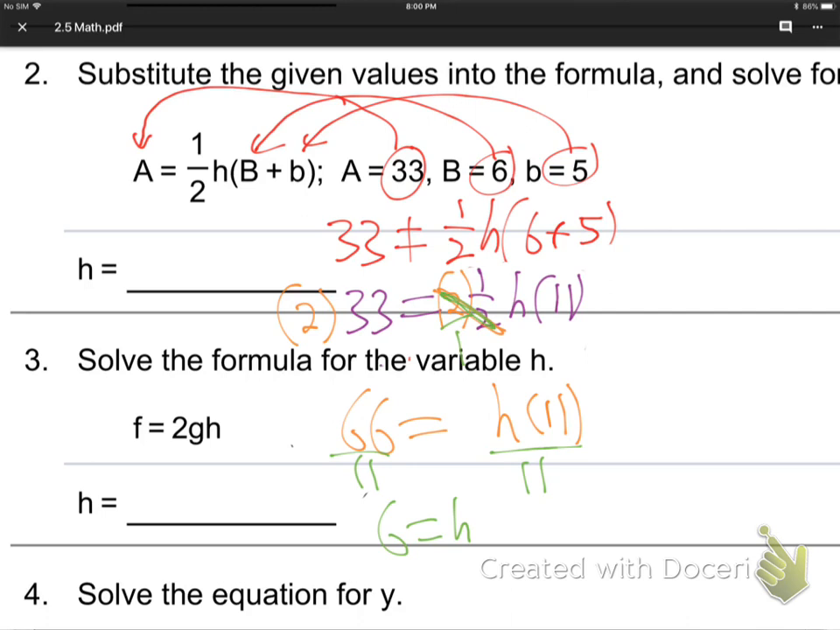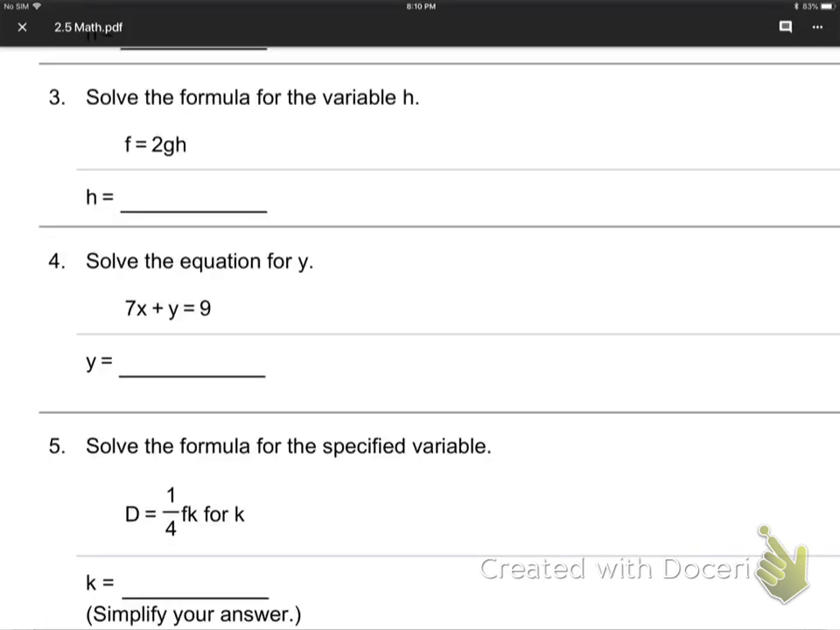All right, we good? So here at number 3, I'll bring it over here. They're giving me F equals 2GH, and they want me to solve for H.